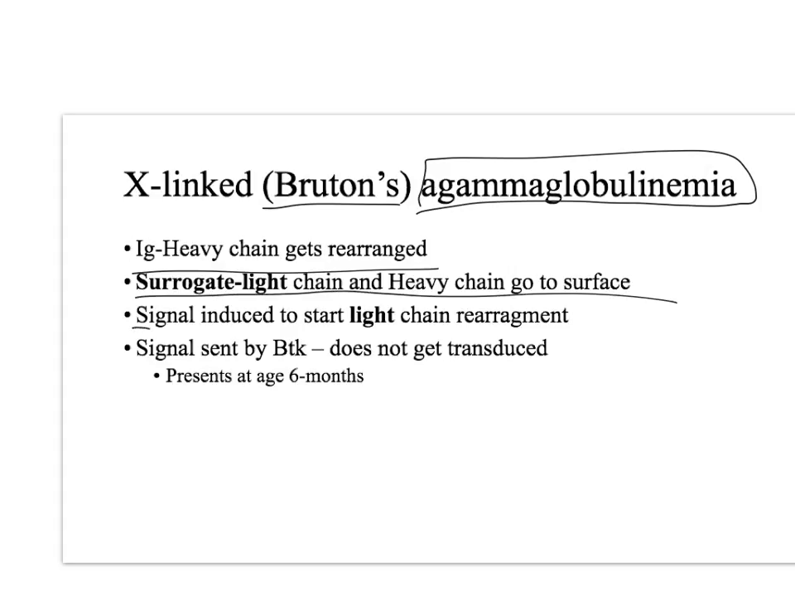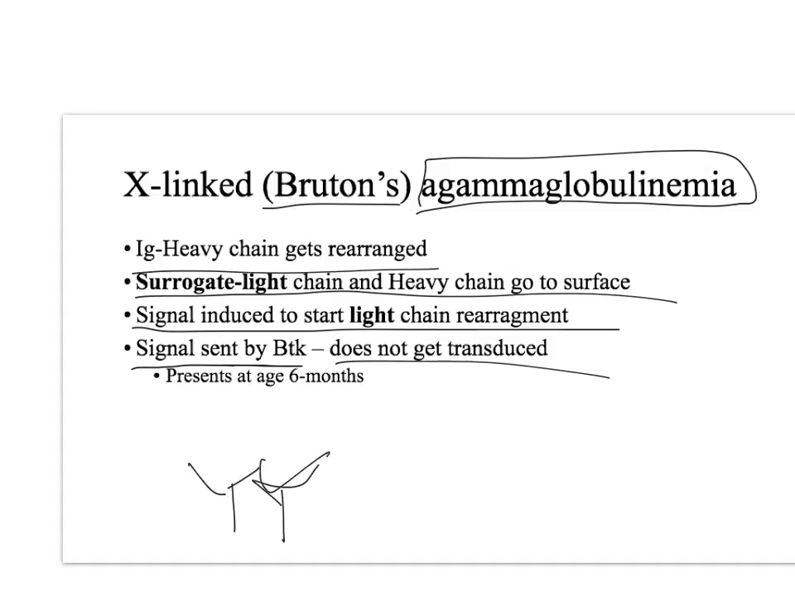it, a signal is induced to start the light chain. That signal's sent by BTK. It doesn't get transduced because BTK is defective. Now, here's the thing. Whenever a baby's born, they've got antibodies in their system from mom. Specifically, they have IgG that can cross the placenta. It crosses the placenta, and it stays in the baby.